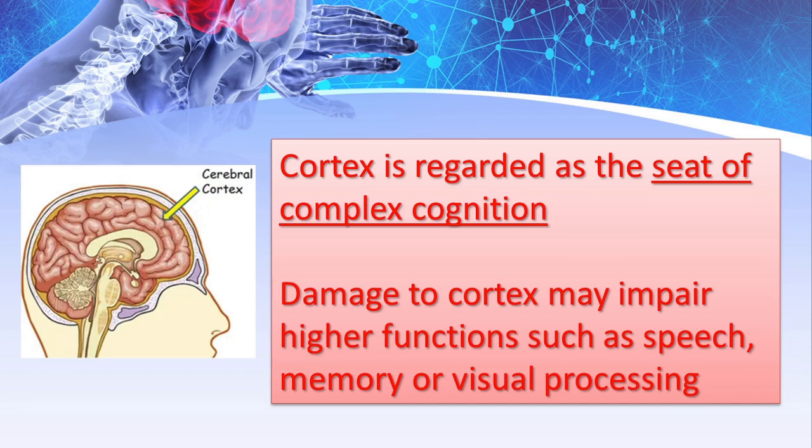The cortex is regarded as the seat of complex cognition. It is concerned with thought, memory, judgment, decision making, emotions. All these functions are controlled by the cerebral cortex. That is why it is regarded as the seat of complex cognition. And if any damage occurs to the cerebral cortex, it can impair higher functions such as speech, memory, or visual processing.